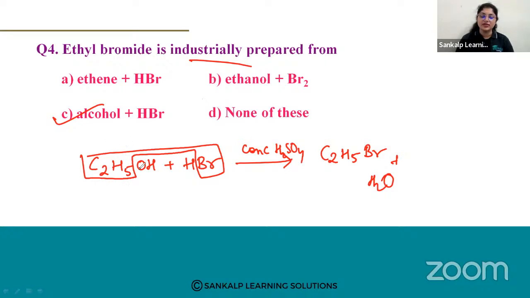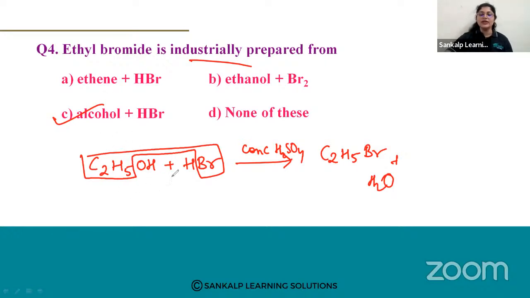So you can reflux this alcohol with hydrogen bromide in the presence of a little amount of concentrated sulfuric acid. The product obtained will be ethyl bromide and water. So you can see this, right? This is the reaction. I hope you have got it. So it is obtained from alcohol and HBr. I have written the reaction.